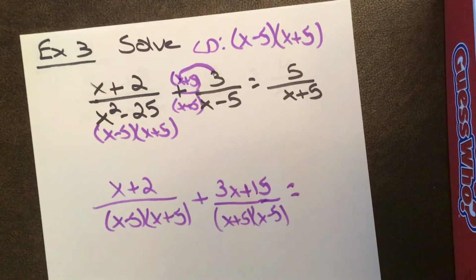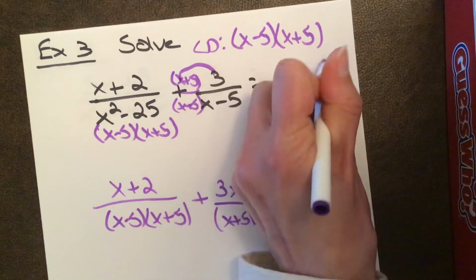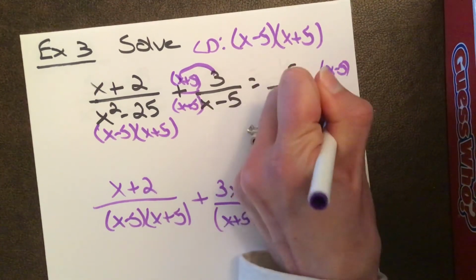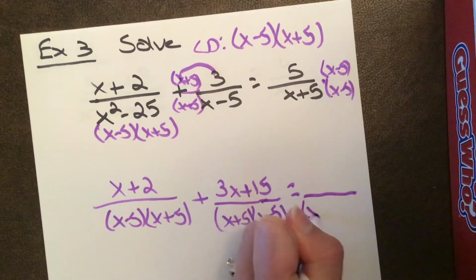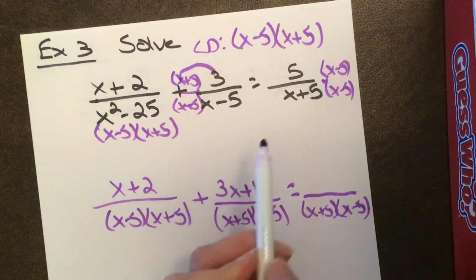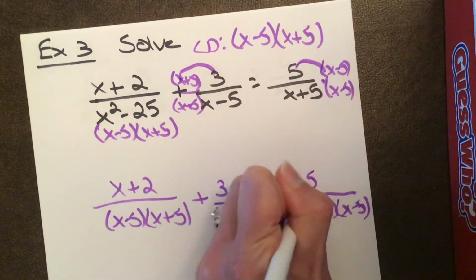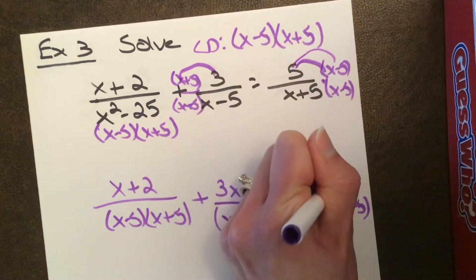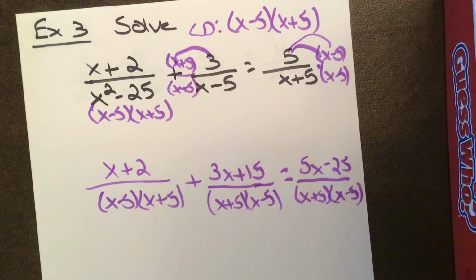And then over here, this guy only has x + 5. He's missing x − 5, so I'm going to multiply him by (x − 5)/(x − 5). Okay, so he stays (x + 5)(x − 5) as the denominator, and then the numerator, I'm going to go ahead and distribute that 5. So this is going to become 5x − 25. Okay, so now I have the same denominator on all of them.